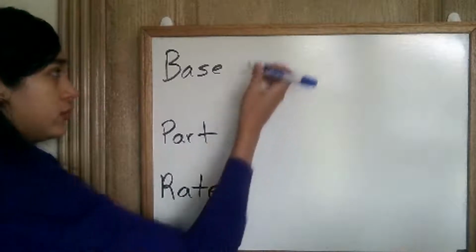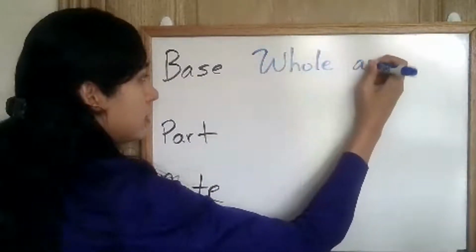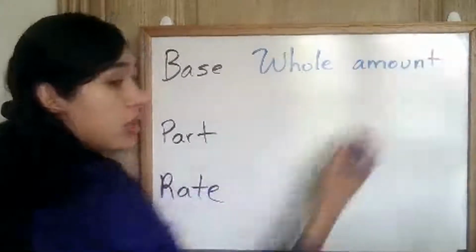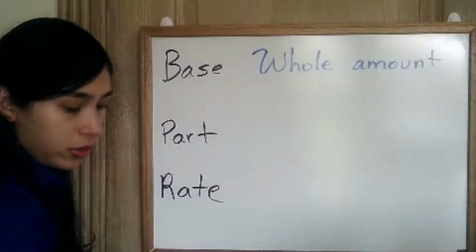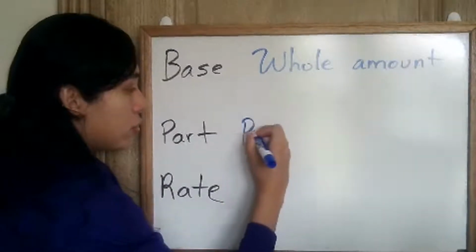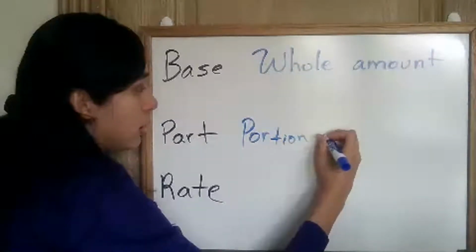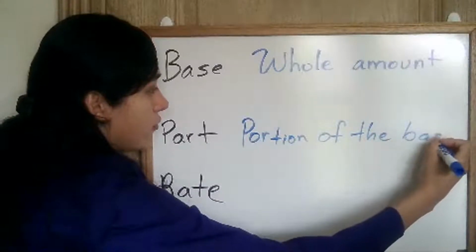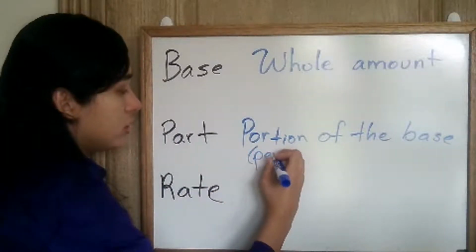So with the base, we're talking about the whole amount. In our previous example, that would have been the $100. That's the total amount that we're talking about. Next, we have the part. It's the portion, or part, of the base. Truly, another way to remember it, it's really percentage.